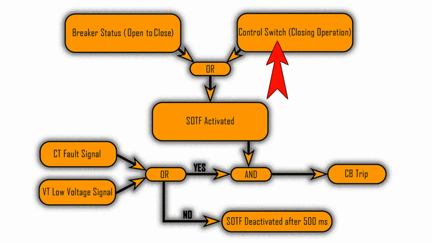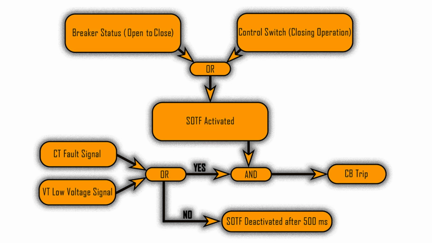First, we switch on the control switch of the circuit breaker to close it. This means we execute the closing operation of the breaker, and an NO contact associated with this closing switch will send a signal to the SOTF relay.